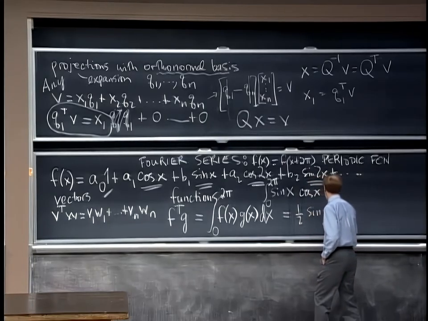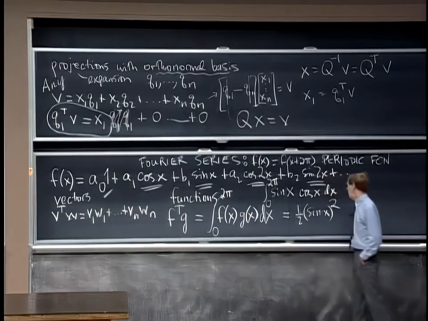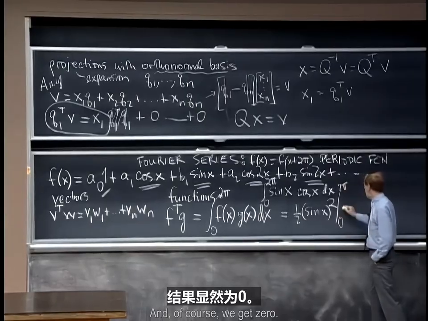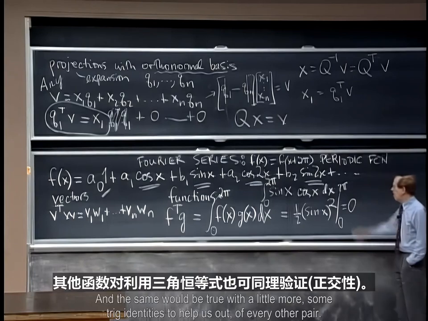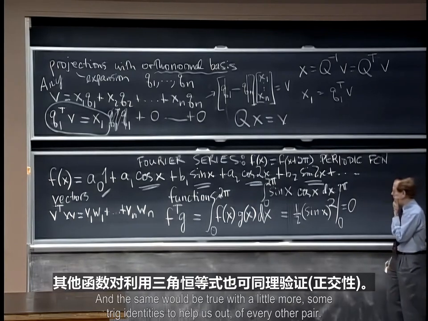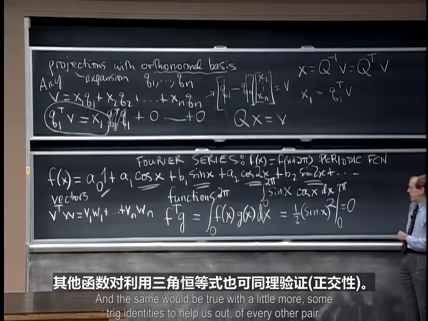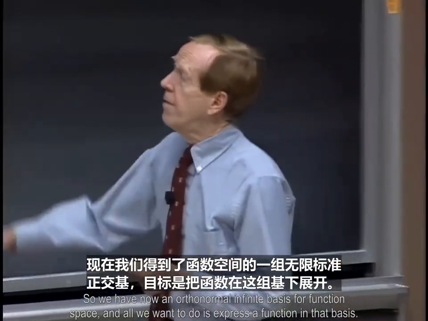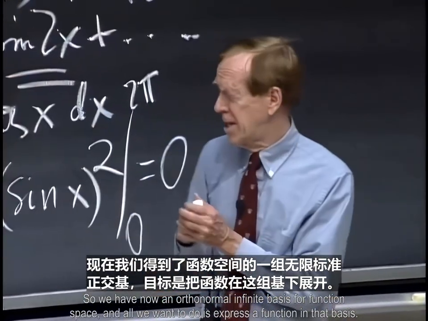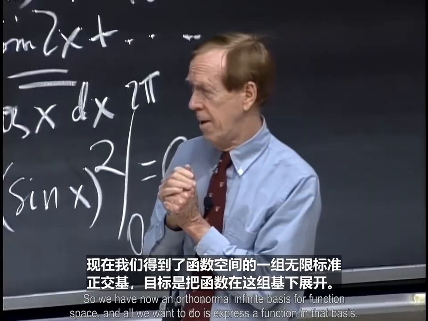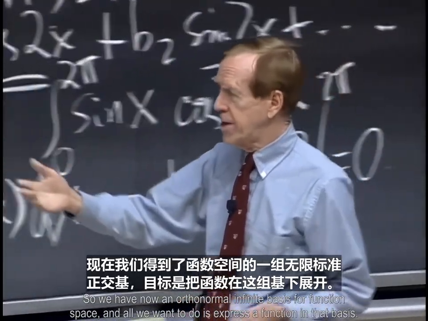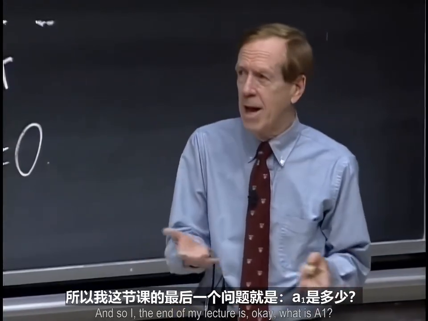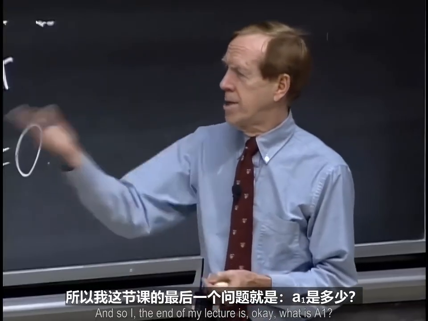That's the differential of that, so it would be 1/2 sine squared x. Was that right? Between 0 and 2 pi. And, of course, we get 0. And the same would be true, with a little more help from some trig identities, of every other pair. So we have now an orthonormal infinite basis for function space, and all we want to do is express a function in that basis.